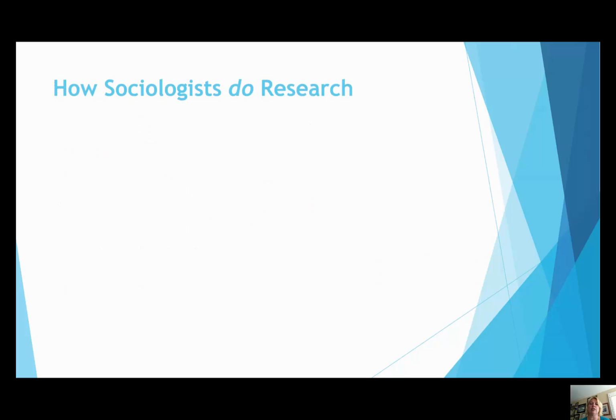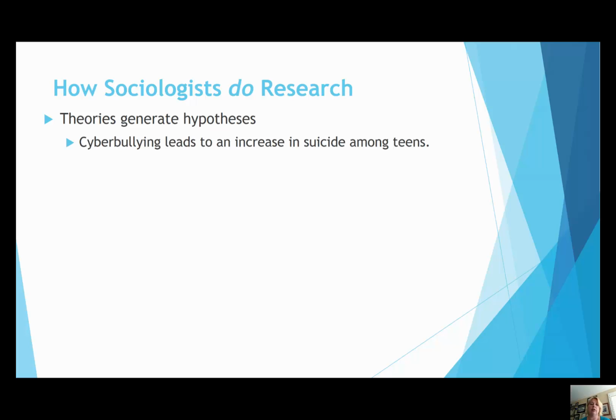Now let's talk about how sociologists actually do research. First of all, theories generate specific hypotheses. Remember, theories were overarching large conceptual statements. Hypotheses get more specific about potential correlations or possible cause and effect. For example, cyberbullying leads to an increase in suicide among teens.